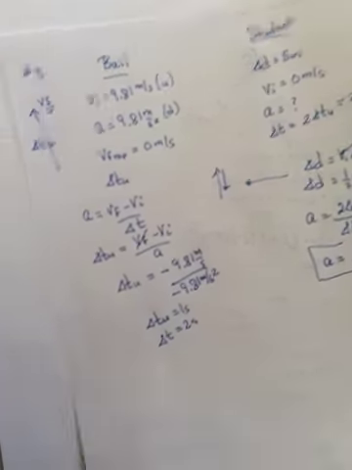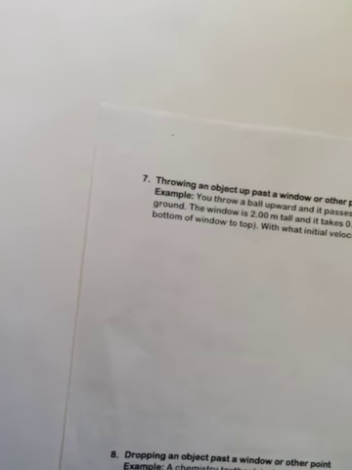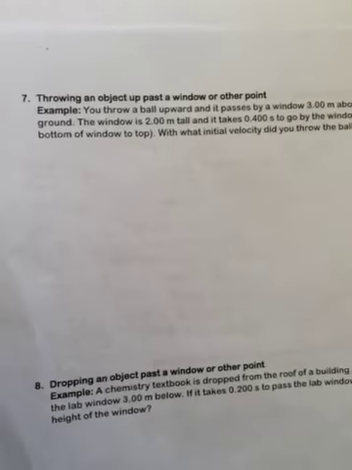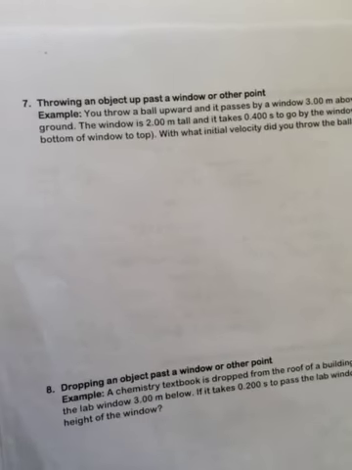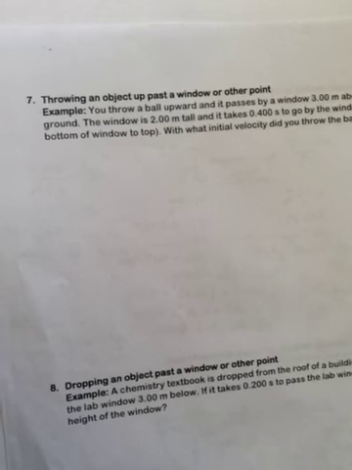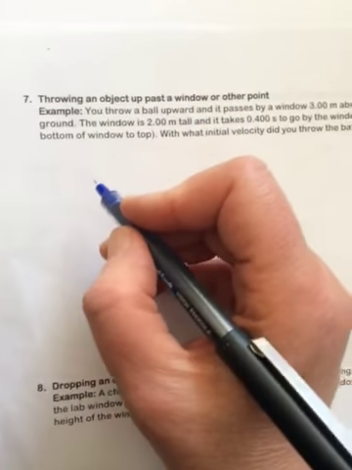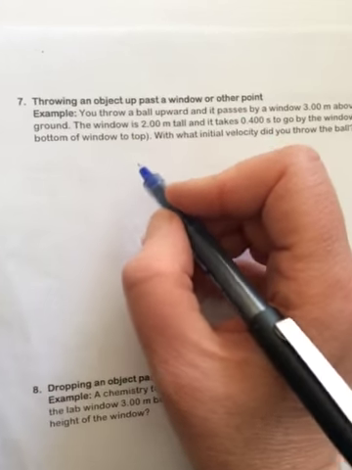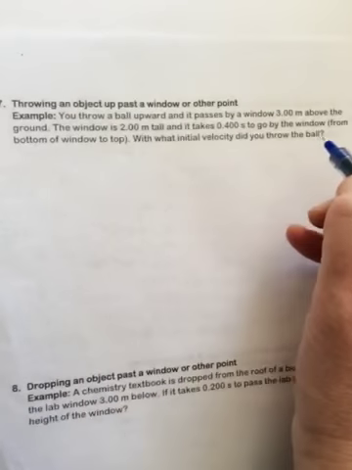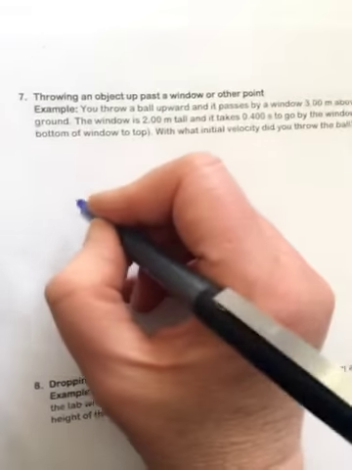All right, so now where I'd like to go is to your example sheet, because we did not do example 7 and example 8. And they're with others with examples of throwing objects up or dropping them. Okay, so let's do these two. That way you're ready for anything. So number 7, you throw a ball upward and it passes by a window 3 meters above the ground.